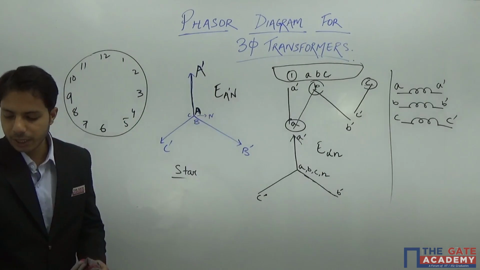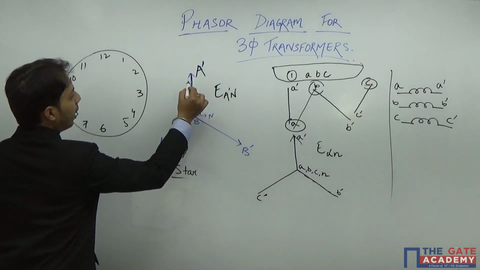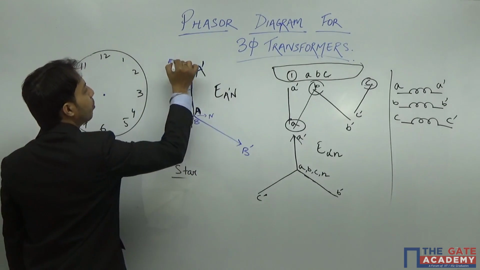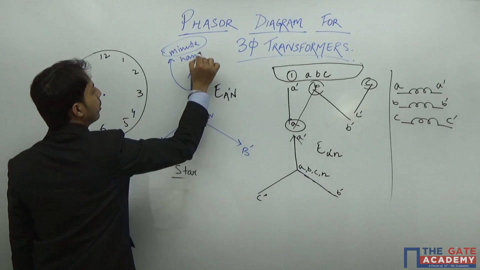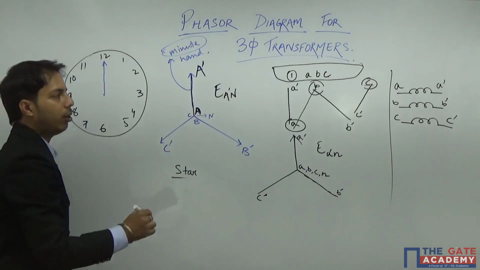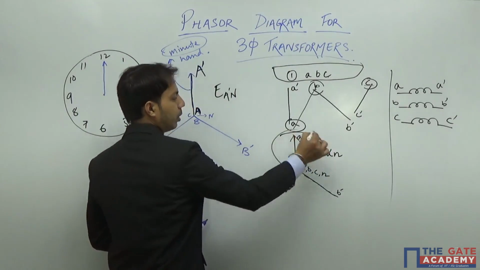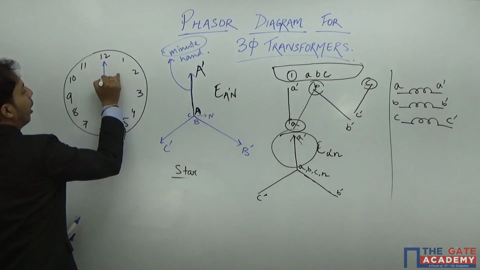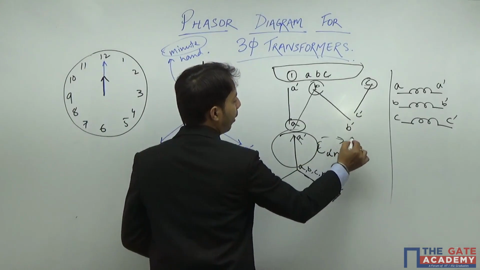Let us say the primary is drawn with blue ink. Let me represent the primary phasor by blue ink, and let me say that this primary is represented by the minute hand. So say this is towards this 12, and this particular EA dash is also along this direction, and the secondary is my hour hand.